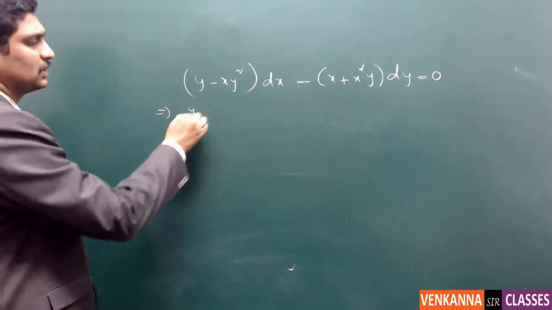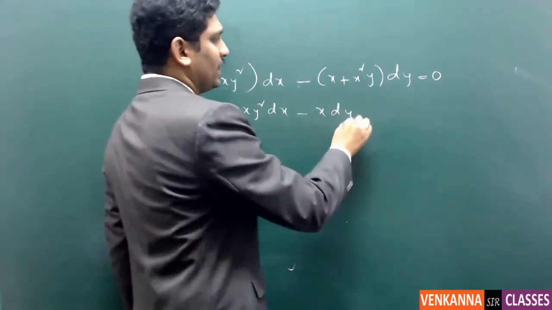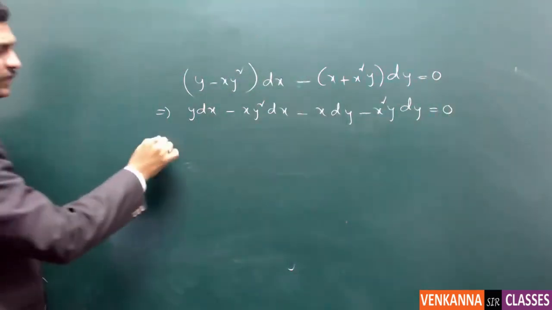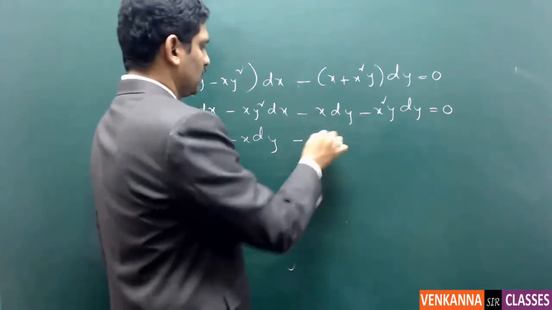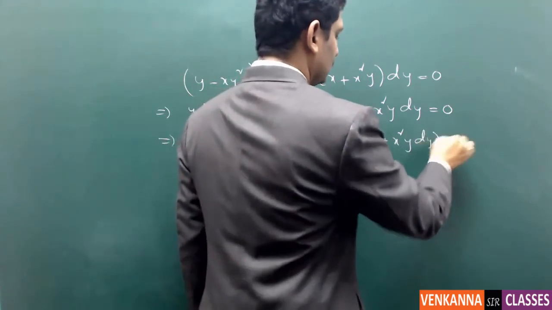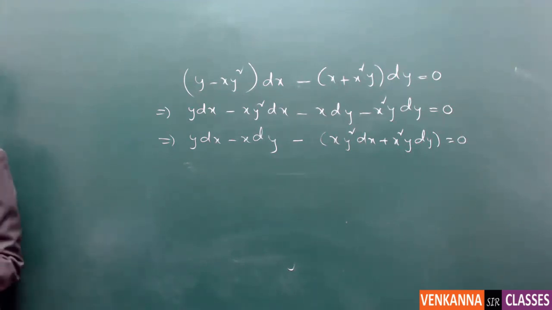So we can write it as y dx minus xy square dx minus x dy minus x square y dy equal to 0. And for convenience, y dx minus x dy minus of xy square dx plus x square y dy equal to 0. Tell me what is the modification we are going to do here. Take your time and think of that.